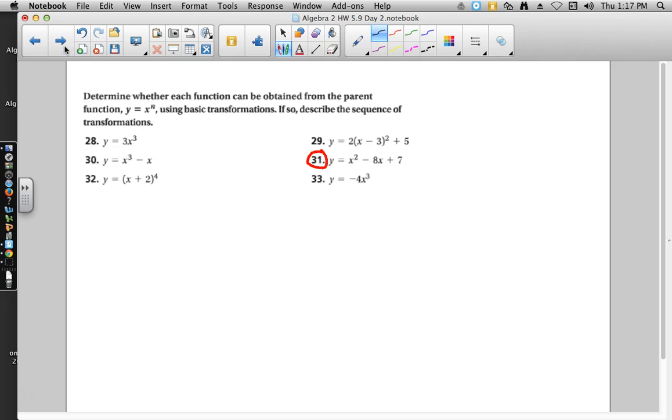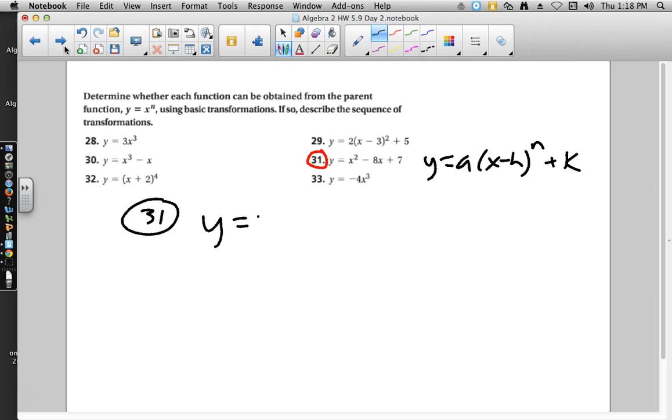Then for number 31, it says determine whether each function can be obtained from the parent function of y equals x to the n. So they're saying, can we make these work in our a, h, and k formula? And with 31, the answer is absolutely we can by completing the square. And that's because we know we can make any quadratic fit by completing the square. In fact, there's only one of these up here that we're going to put no for, and that's number 30.